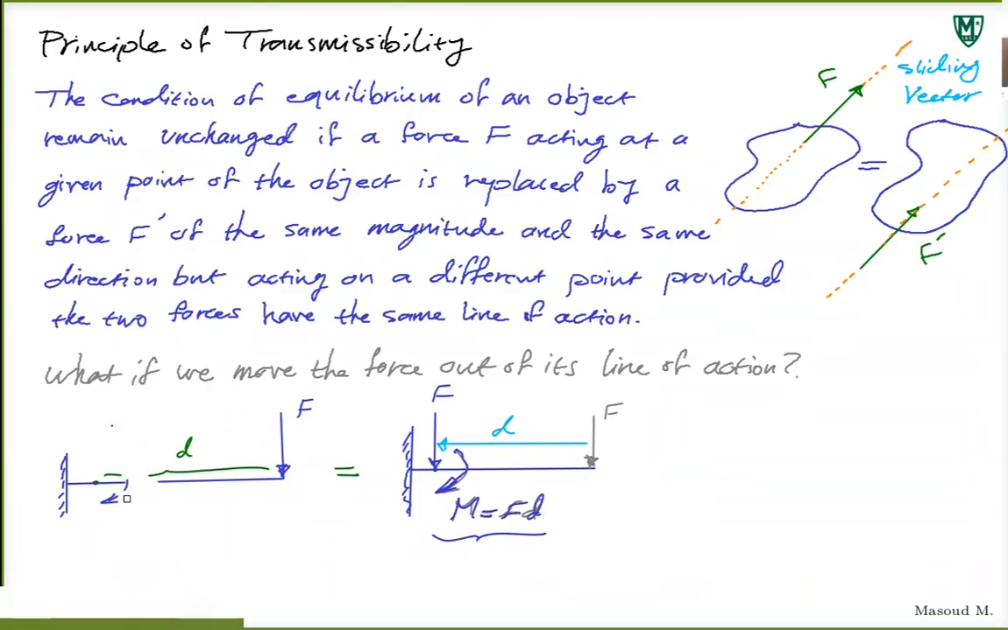If I have this system, the equivalent of that, if I move the force out of its line of action, would be the system with the force in the new place and an added moment, whose magnitude is the force multiplied by the distance I moved the force from the old point to the new point.